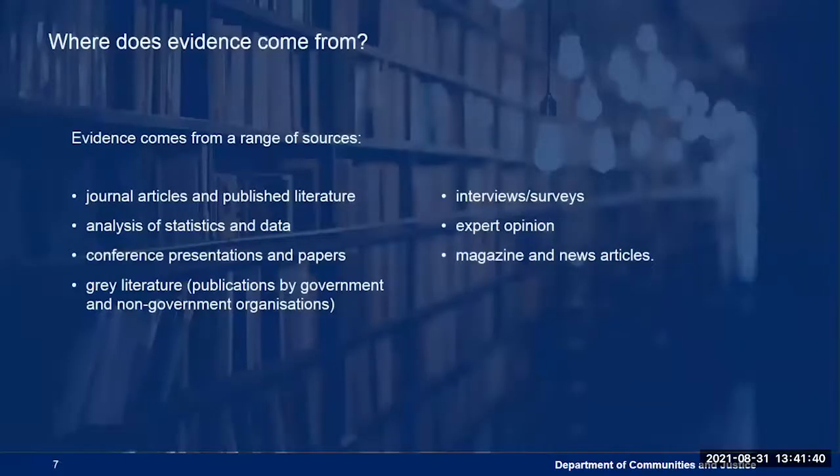Okay, so I've already touched a little bit on where evidence comes from. Generally, it's accepted that the highest quality research comes from journal articles and published literature and statistics and data. But again, not all published literature is high quality. So that's up to you then to decide what you rely on and what you don't rely on in your work. The other types of evidence are conference presentations, grey literature, interviews, surveys, expert opinion, and magazine and news articles.